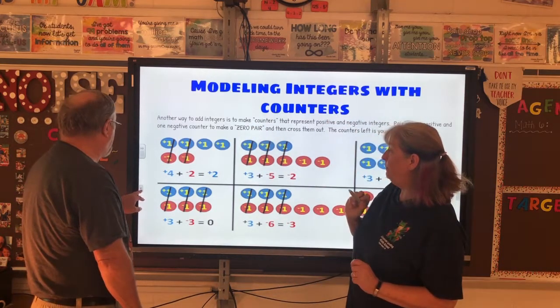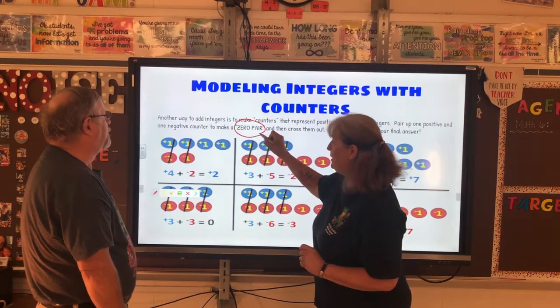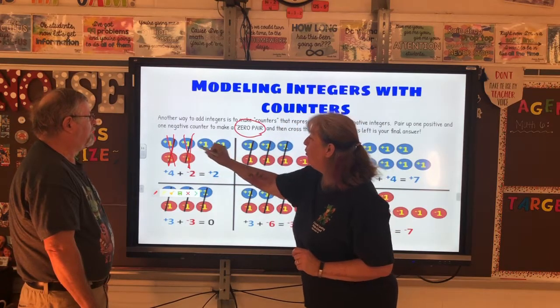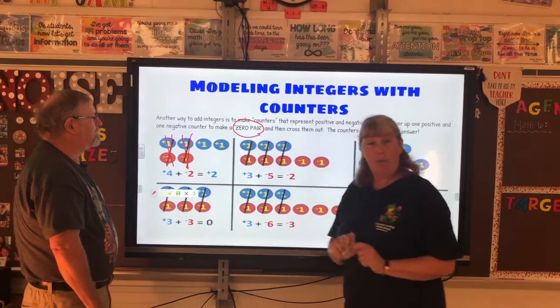Can you give me some 0 pairs? These cancel each other out, and 2 plus 0 is, well, 2. And since they're both positive, the answer is +2.